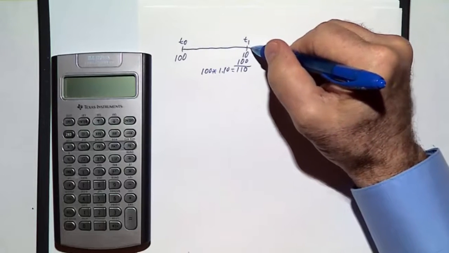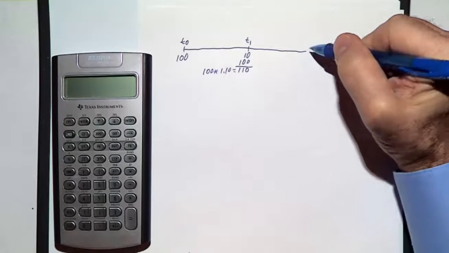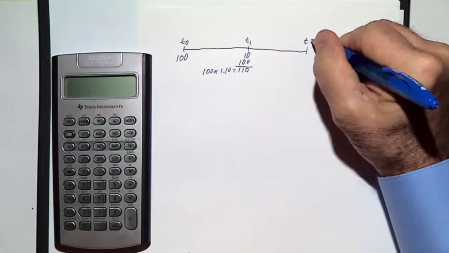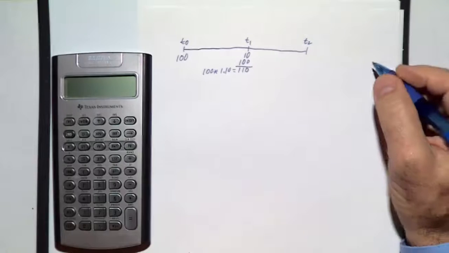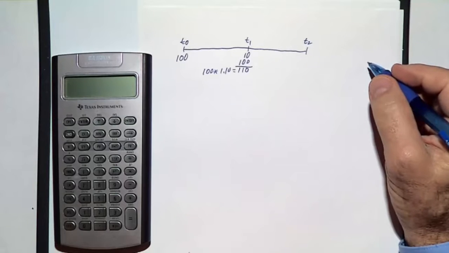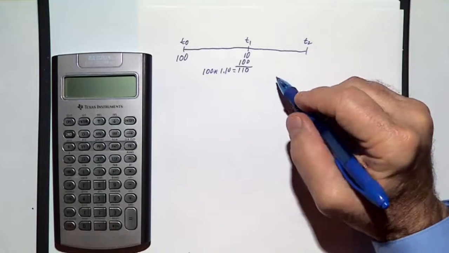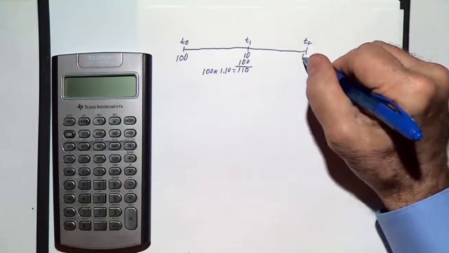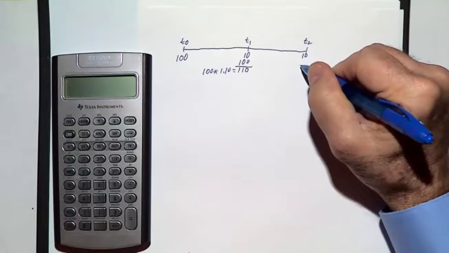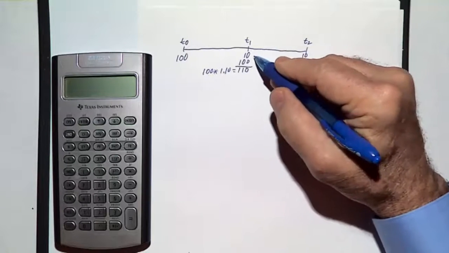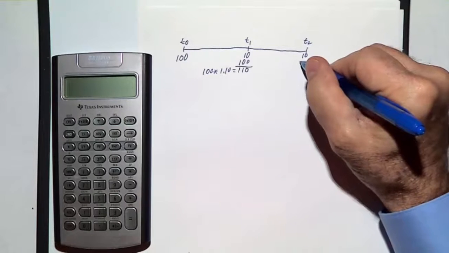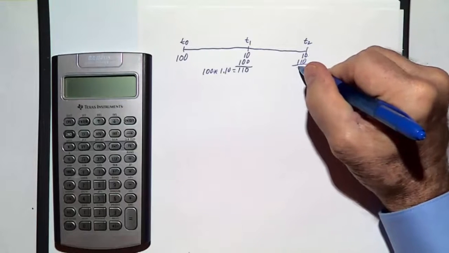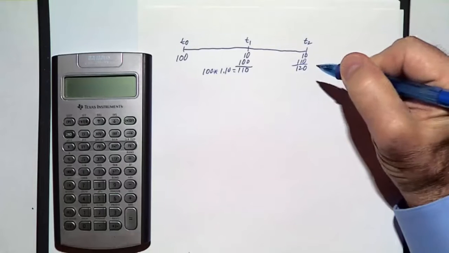Now, suppose you have one more year that goes by. So now that you're at time 2. Well, simple interest would say that you only receive another $10. And you'd add that to the 10 that you've received and the 100. And you would have $120.